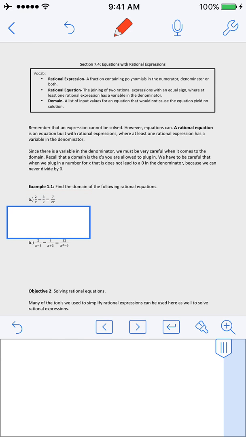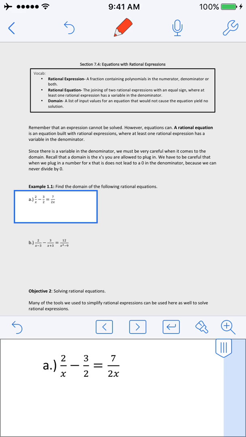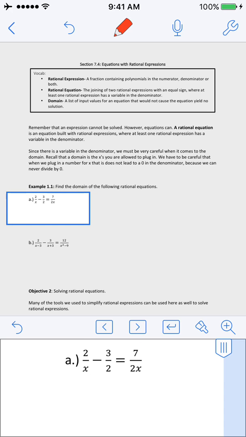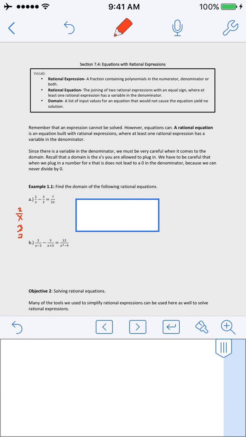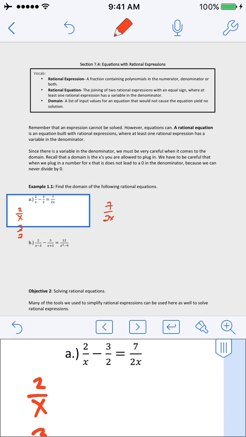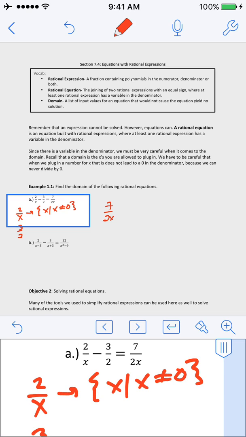What would be the domain of the whole equation? Well, it's going to be the intersection of all 3 domains. So let's look at these as 3 separate entities. 7 over 2x. Okay, so we've got this first one, 2 over x. What is the domain here? Well, x cannot be 0, so the domain is everything such that x does not equal 0. All the x's in the world, except 0. That one's pretty easy because the whole denominator was x.